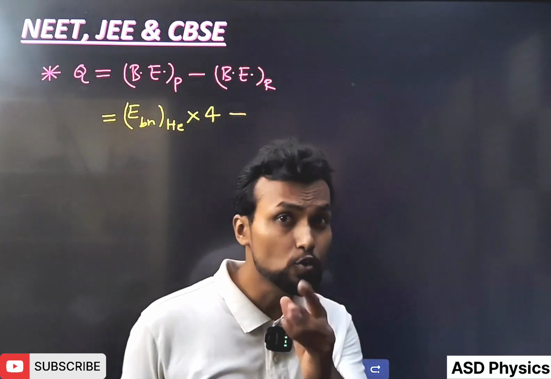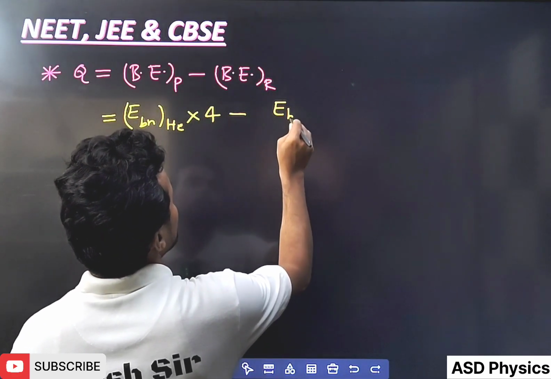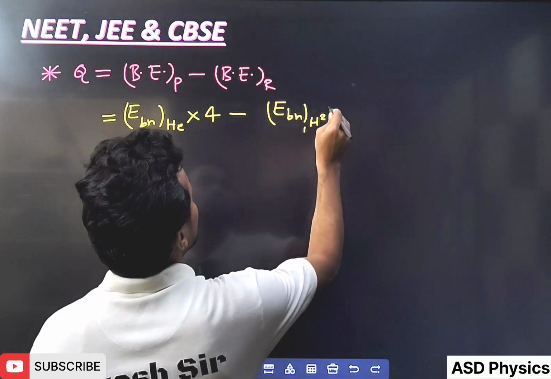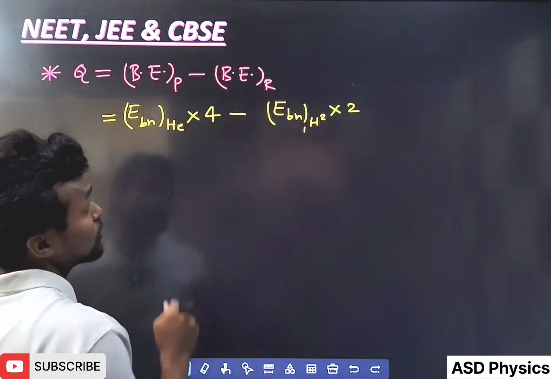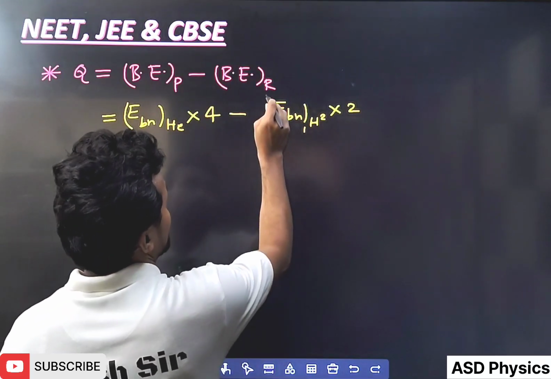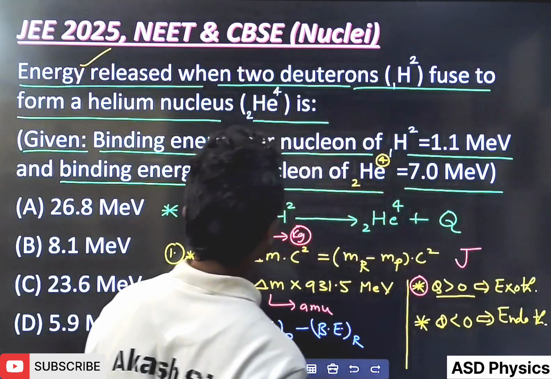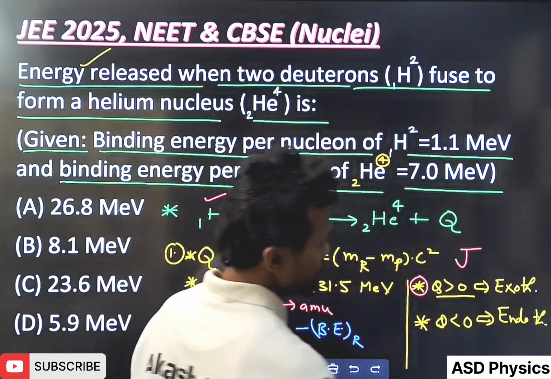Here you can see two deuterons are there. First I will write for one deuteron: the binding energy per nucleon of the deuteron, 1H2, into 2. This is the binding energy of one deuteron, but here we have to multiply with 2. Why do we multiply with 2? Because you can see here that there are two deuteron nuclei.